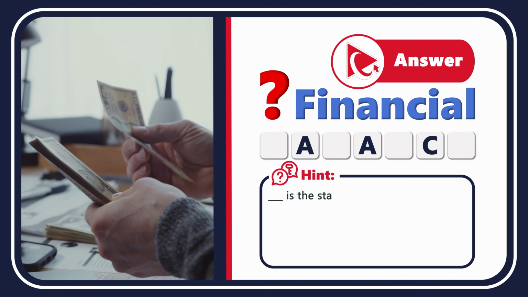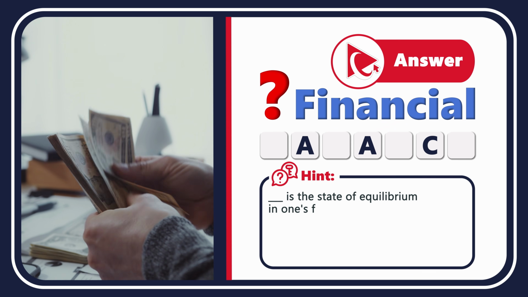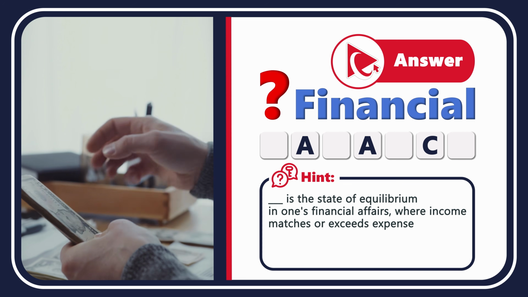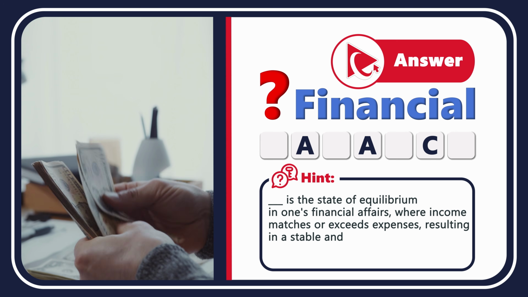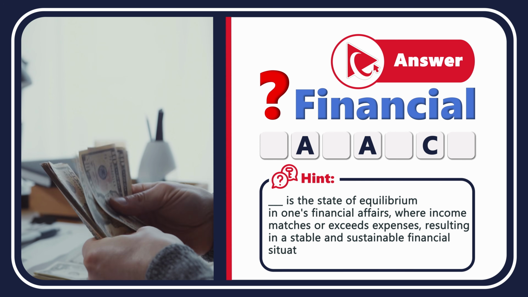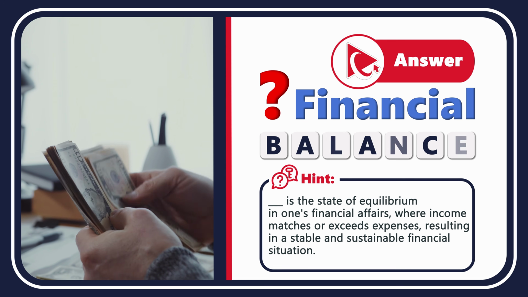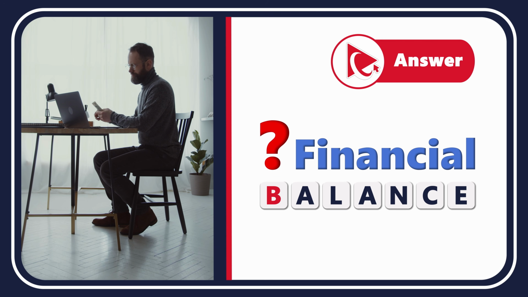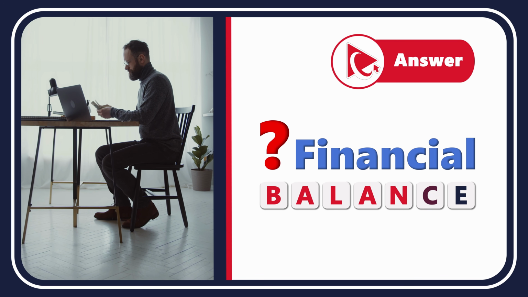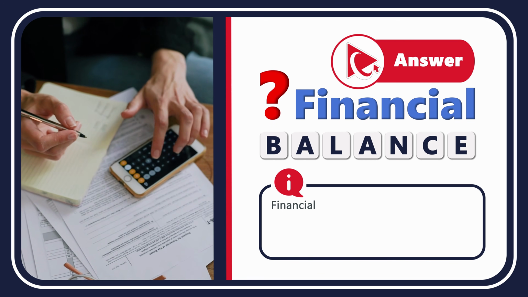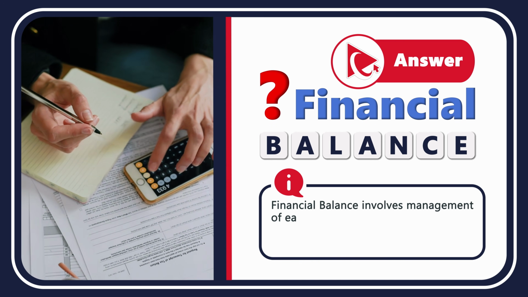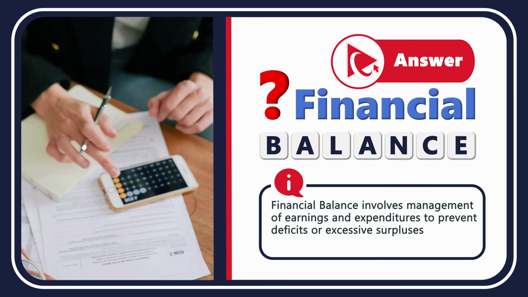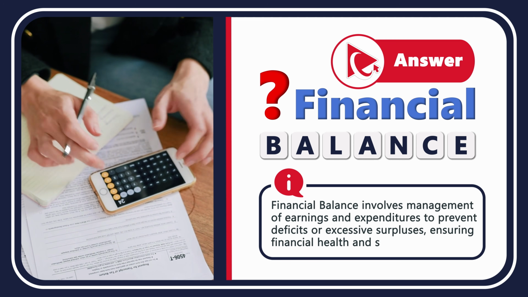The word represents the state of equilibrium in financial affairs, where income matches and exceeds expenses, resulting in a stable and sustainable financial situation. And the word is balance, financial balance. Let me spell it for you. The letters are B-A-L-A-N-C-E. Financial balance involves management of earnings and expenditures to prevent difficult and excessive surpluses, ensuring financial health and security.